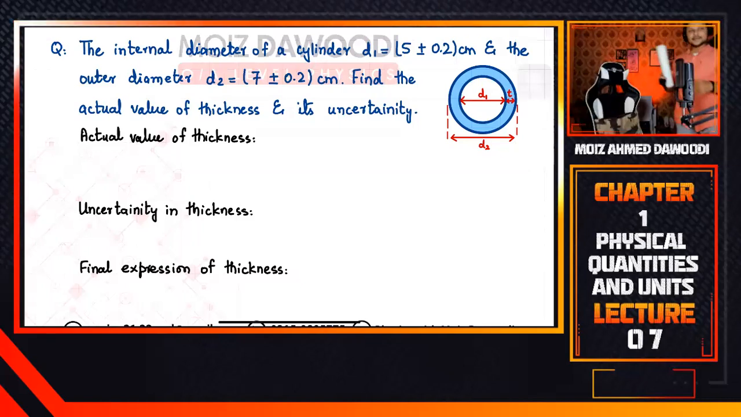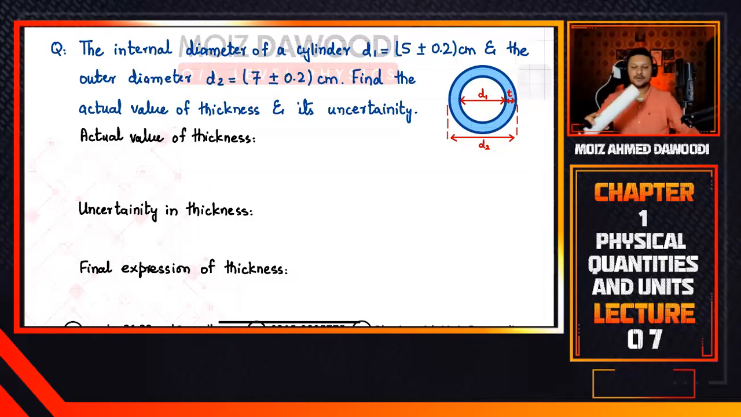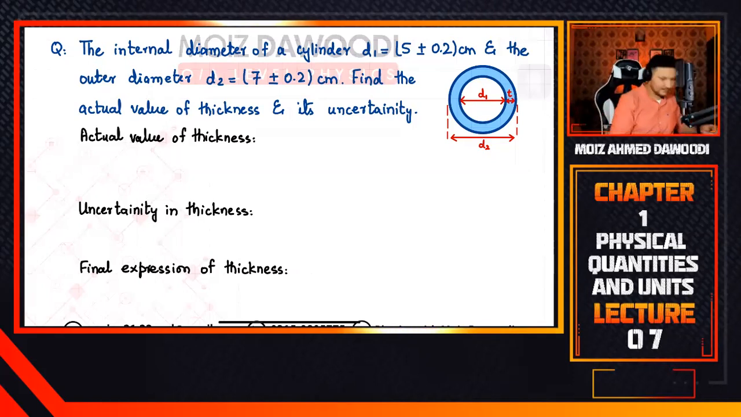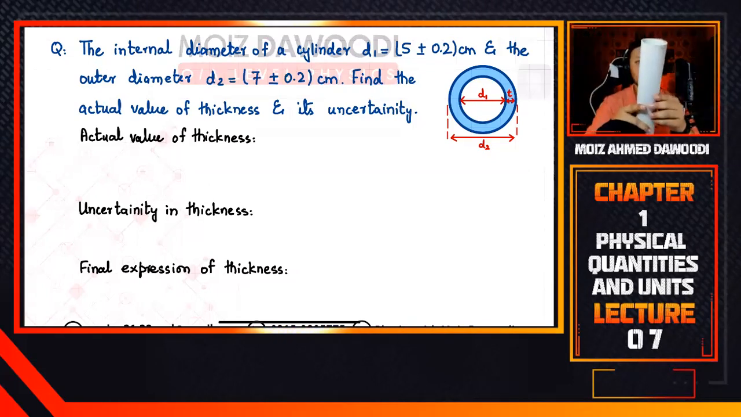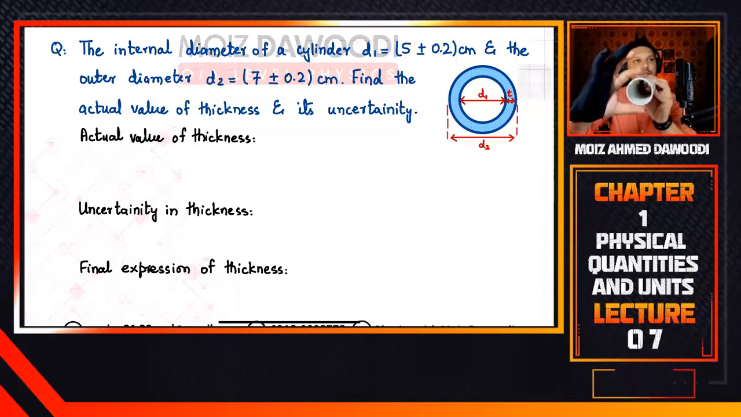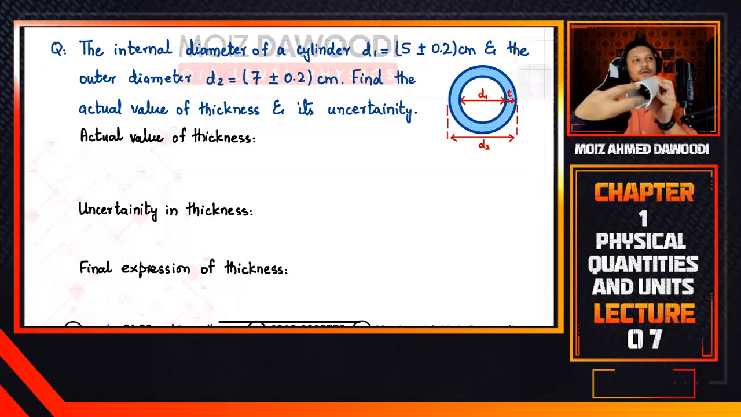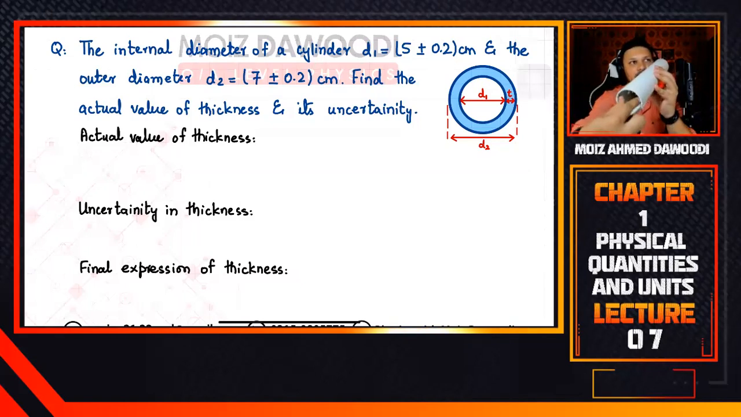ये मैं लेकर आया था. एक एक्सपेरिमेंट मुझे ओ लेवल्स वालों को करवाना है. तो this is a type of cylinder. So what is this? This is the outer diameter. And what is this? This is the ये वाला part. This is the internal diameter.